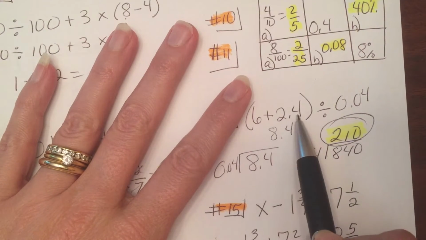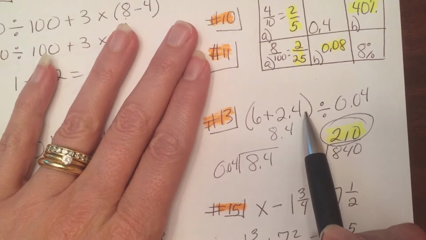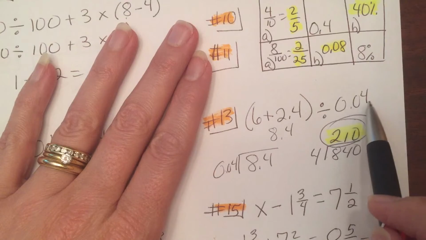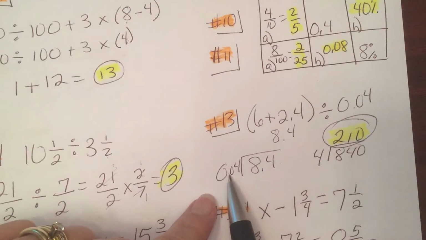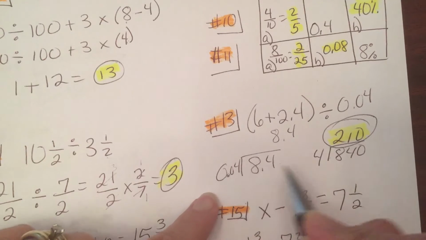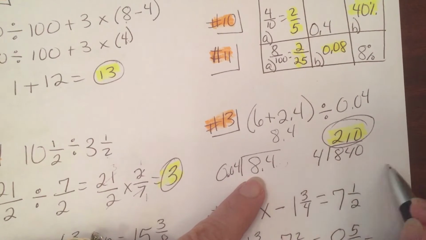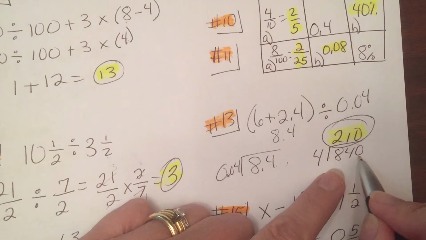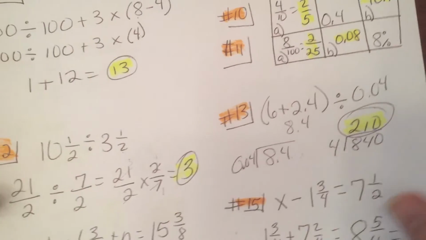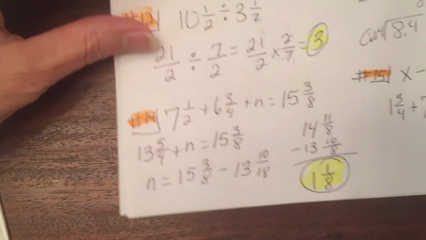6 plus 2.4 rather, is 8.4. Divided by 0.04. 8.4 divided by 0.04. I need to make this a whole number, bump, bump. So that means bump, bump. So my new division problem, 840 divided by 4. Final answer is 210. Number 14.